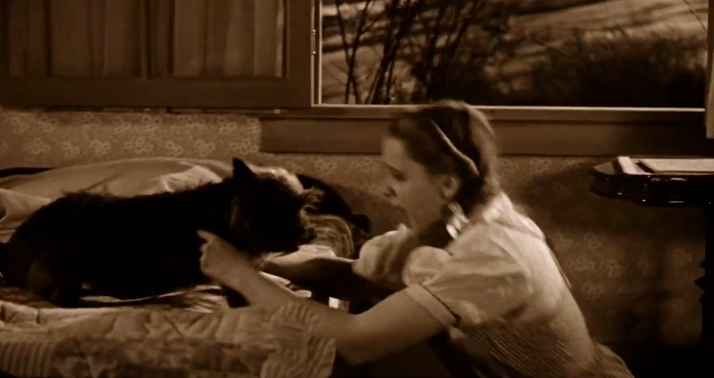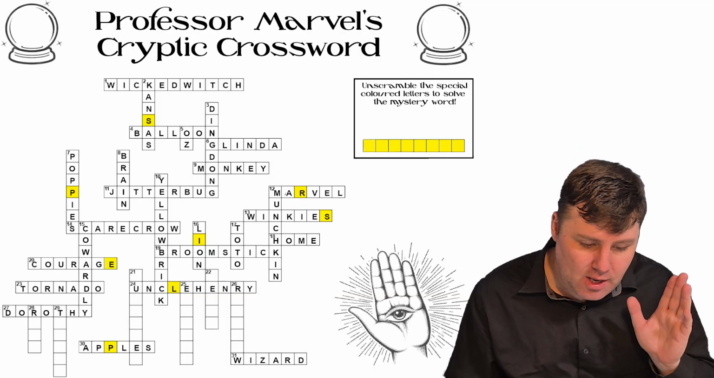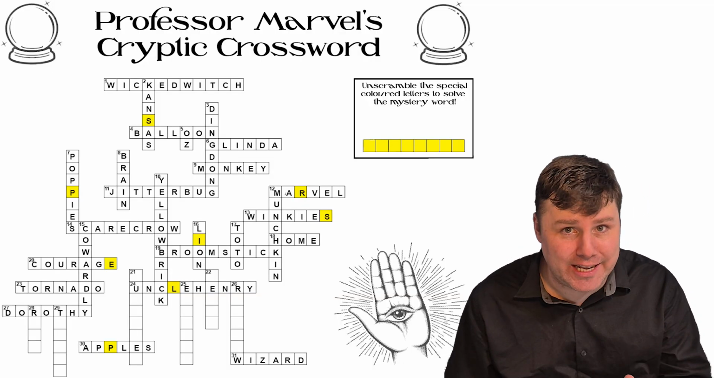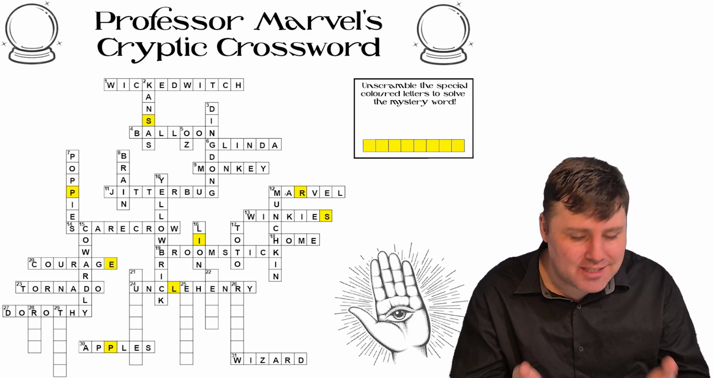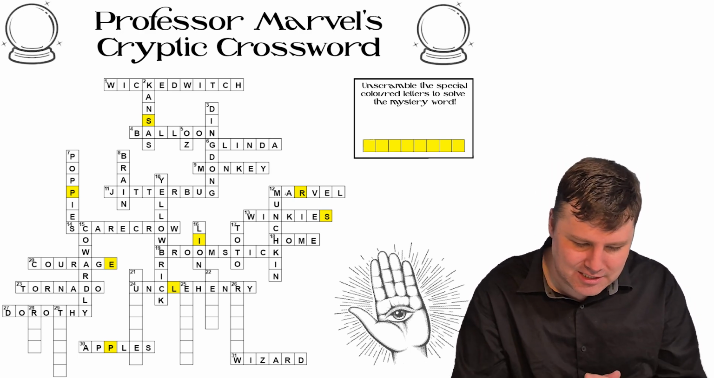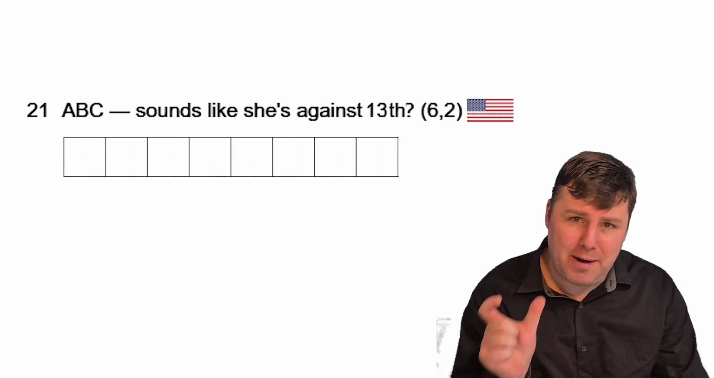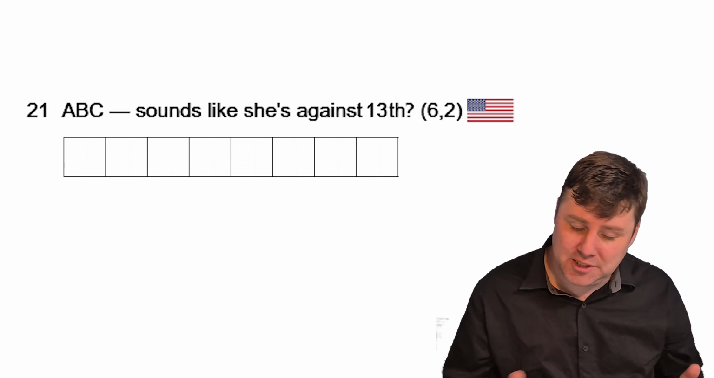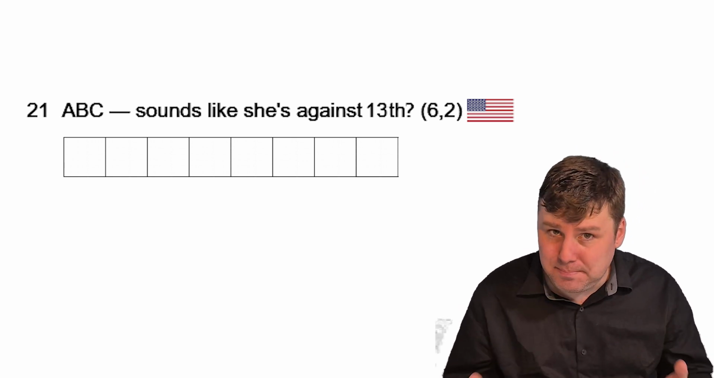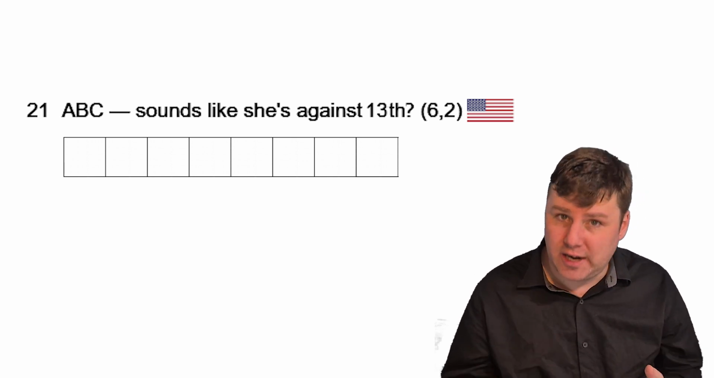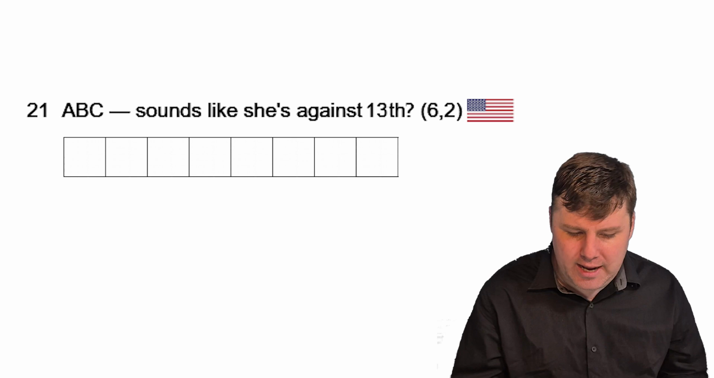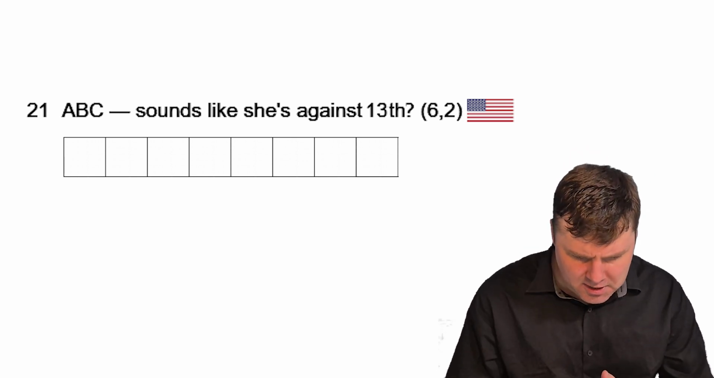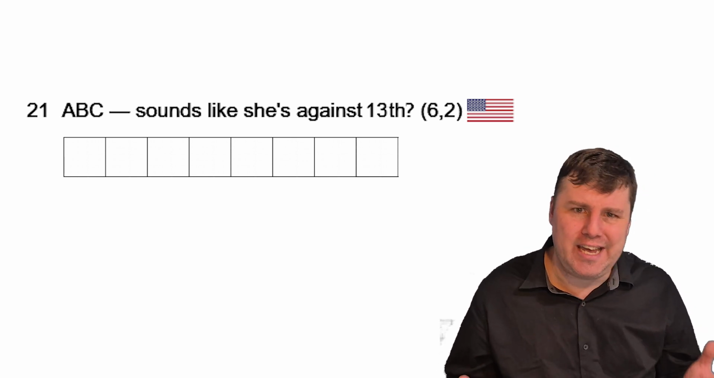Toto, darling. 21 down. This is probably my most dastardly clue. You really need to know a lot of niche information to get everything you need to know about this clue. I've included an American flag at the end, just to indicate that it's an American spelling for many of our Australian and British and Commonwealth viewers. So: ABC dash sounds like she's against 13th.